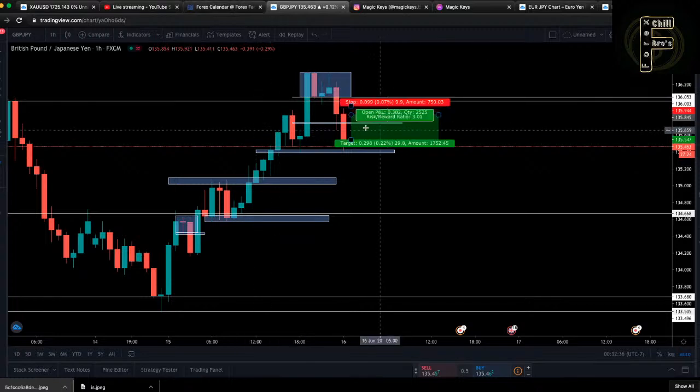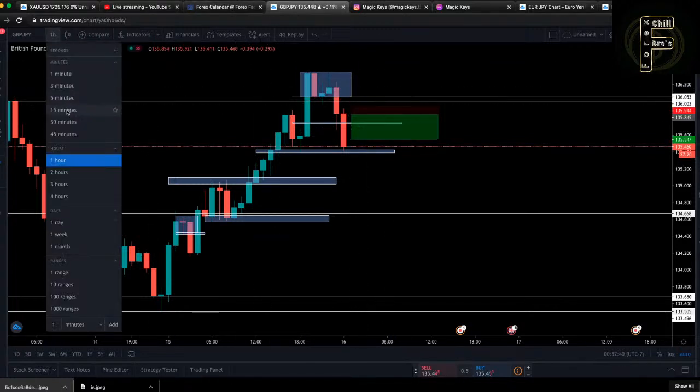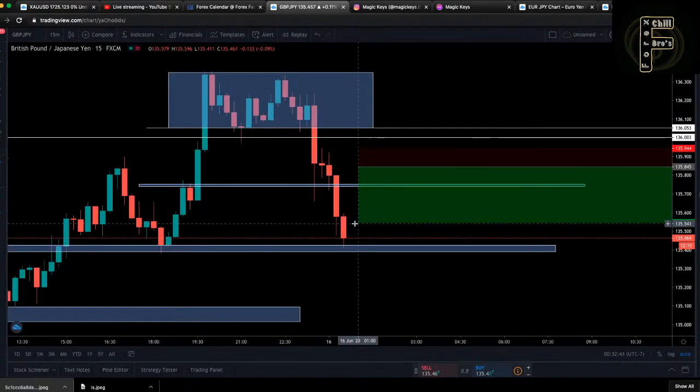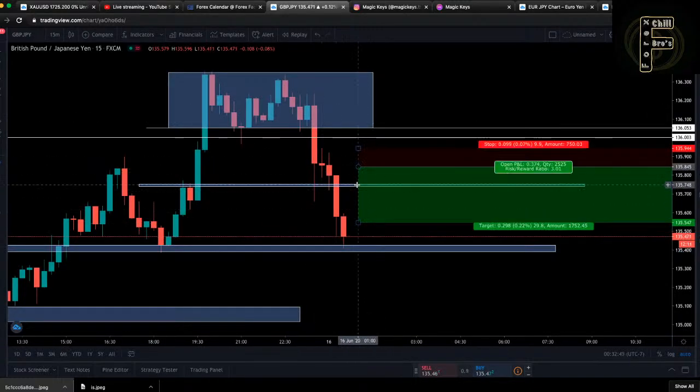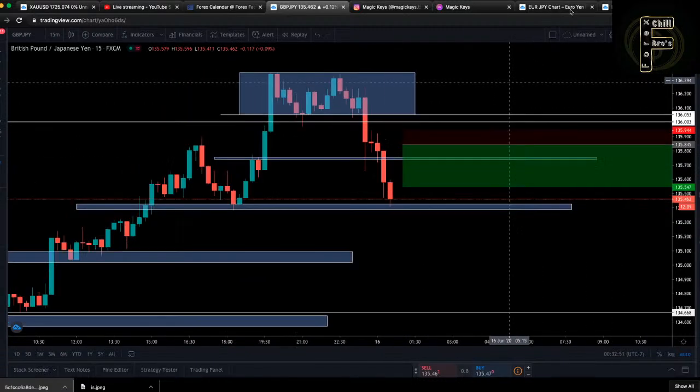So that's it. Stop loss below here. This was my stop loss. Ride all the way down, and that was the trade. So, like that.